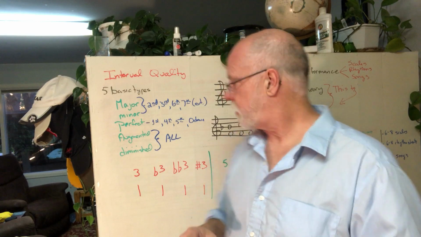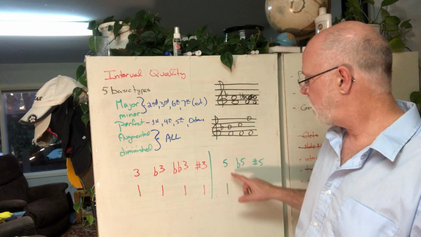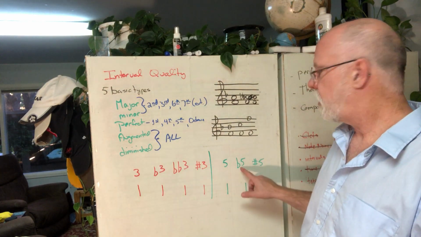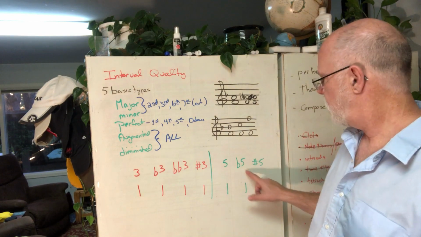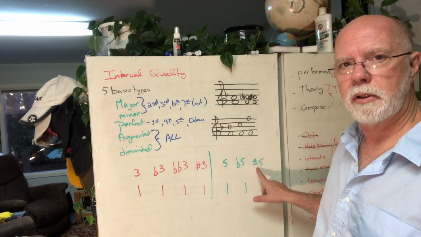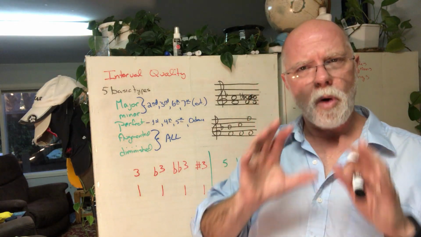Now, fourth and fifth. If I go root to the fifth note of the scale, okay, that is what we call a perfect fifth, okay? The flat fifth is what we call a diminished fifth, okay? And then the sharp 5 is what we call an augmented fifth, all right? So you need to know all these different intervals. These are the qualities of them.